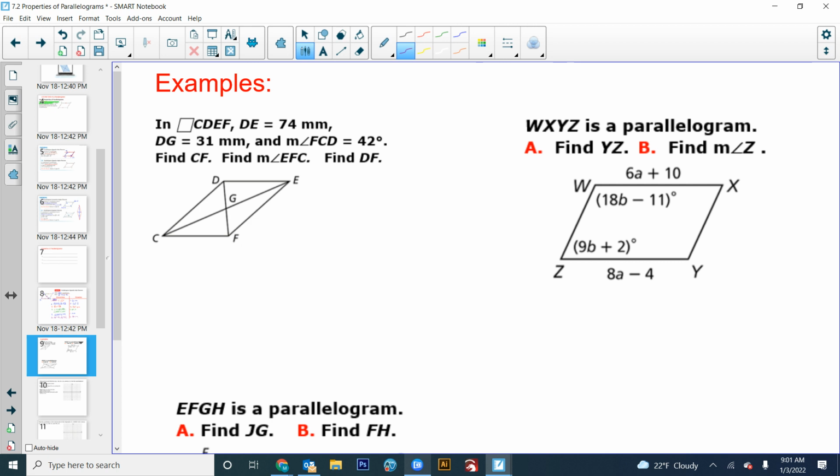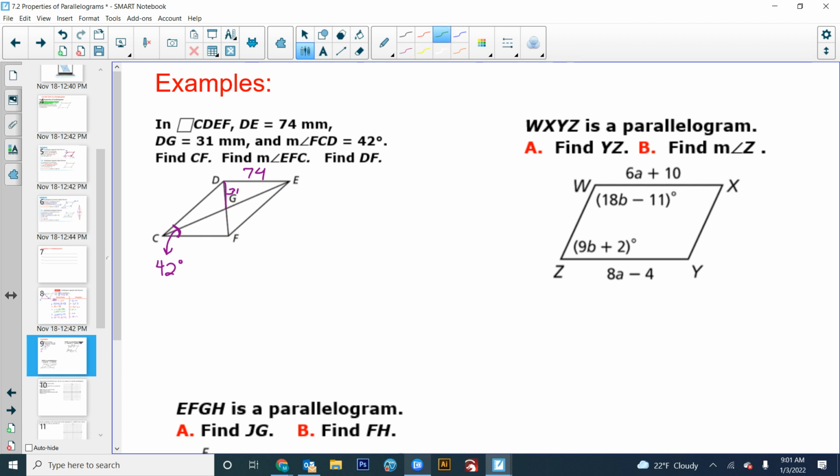So here we go. DE is 74. Should be labeling the picture. DG is 31. And FCD, here's what I like to do. If it's labeling a big angle, I highlight it with an arc mark, and then I put a little arrow, and I say 42 degrees. And now we're ready to start answering some questions.